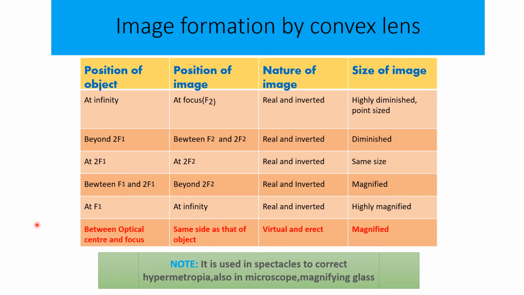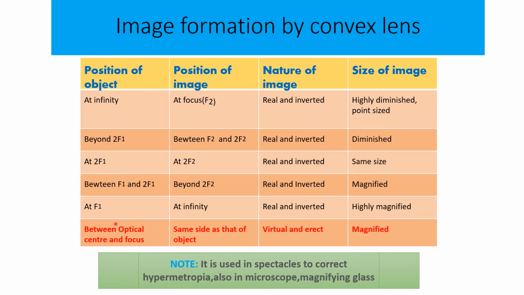Okay. Now if the object is at focus, the image would be at infinity. This case is just the reversal of the first case. There the object was at infinity and the image was at focus. Now the object is at focus and the image is at infinity. The nature of the image is going to be real and inverted only because the light rays are actually meeting. But if we talk about the size, again it is just the reversal of the first case. In that case it was highly diminished, here it is going to be highly magnified. I hope this is very, very clear to you, all these five cases.